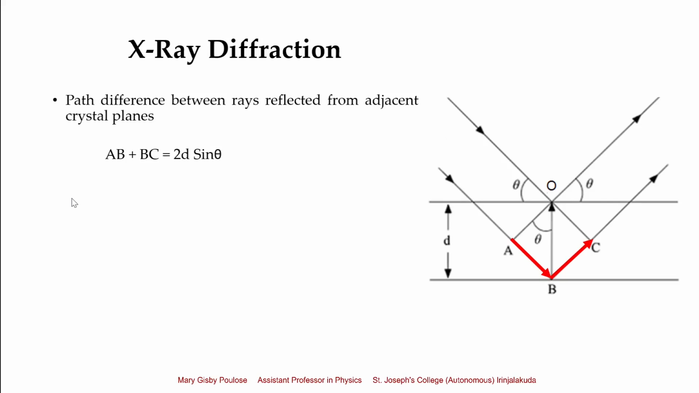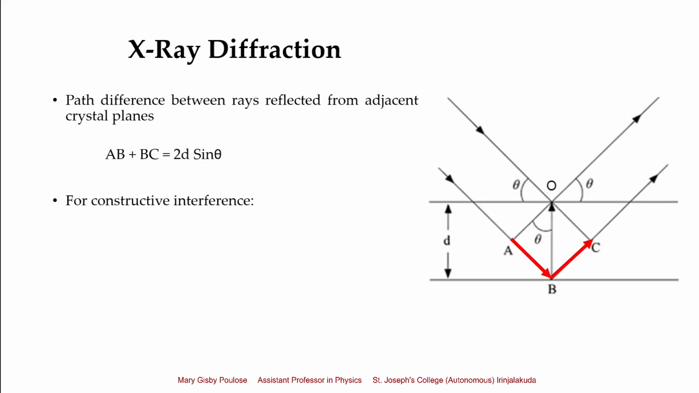Now, how do we arrive at this? AB is calculated by using sine theta. The sine of theta is given as opposite side by hypotenuse, that is AB divided by small d, the interplanar spacing. Hence, AB is equal to d sine theta. Likewise, here sine theta gives CB by small d, that is CB is equal to d sine theta. Thus, AB plus BC will be equal to 2 times d sine theta.